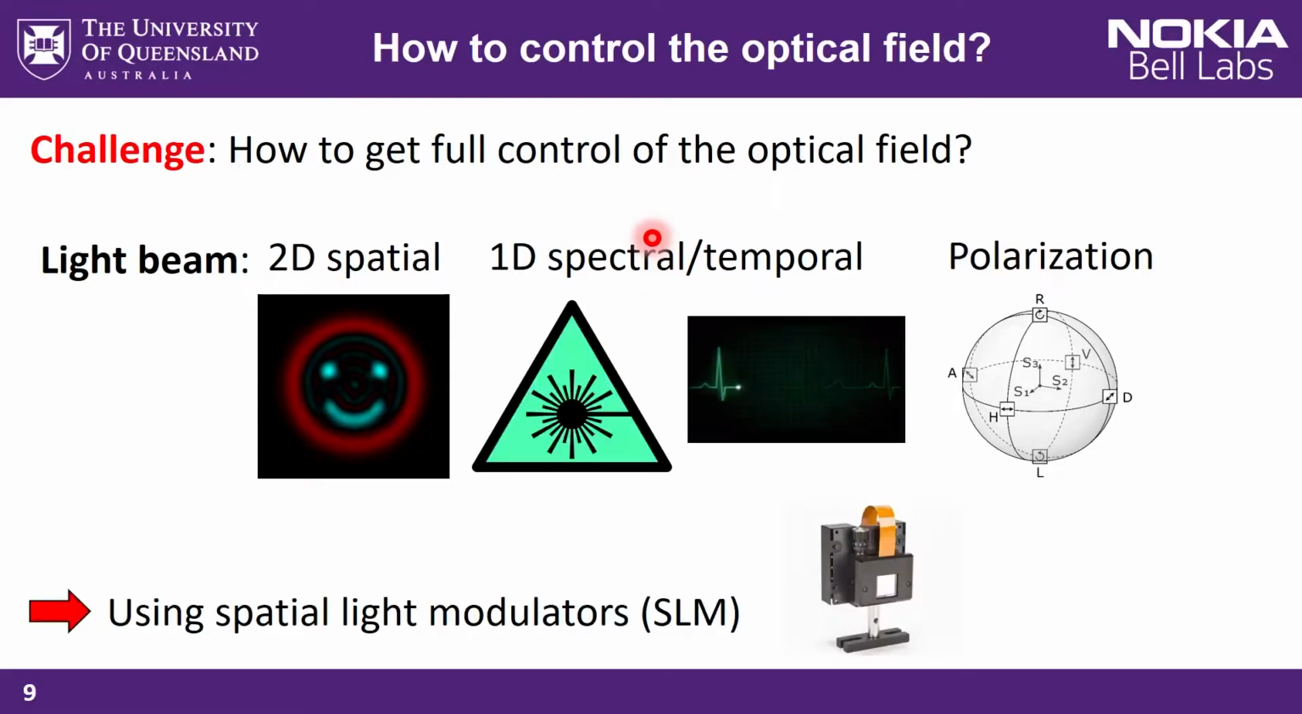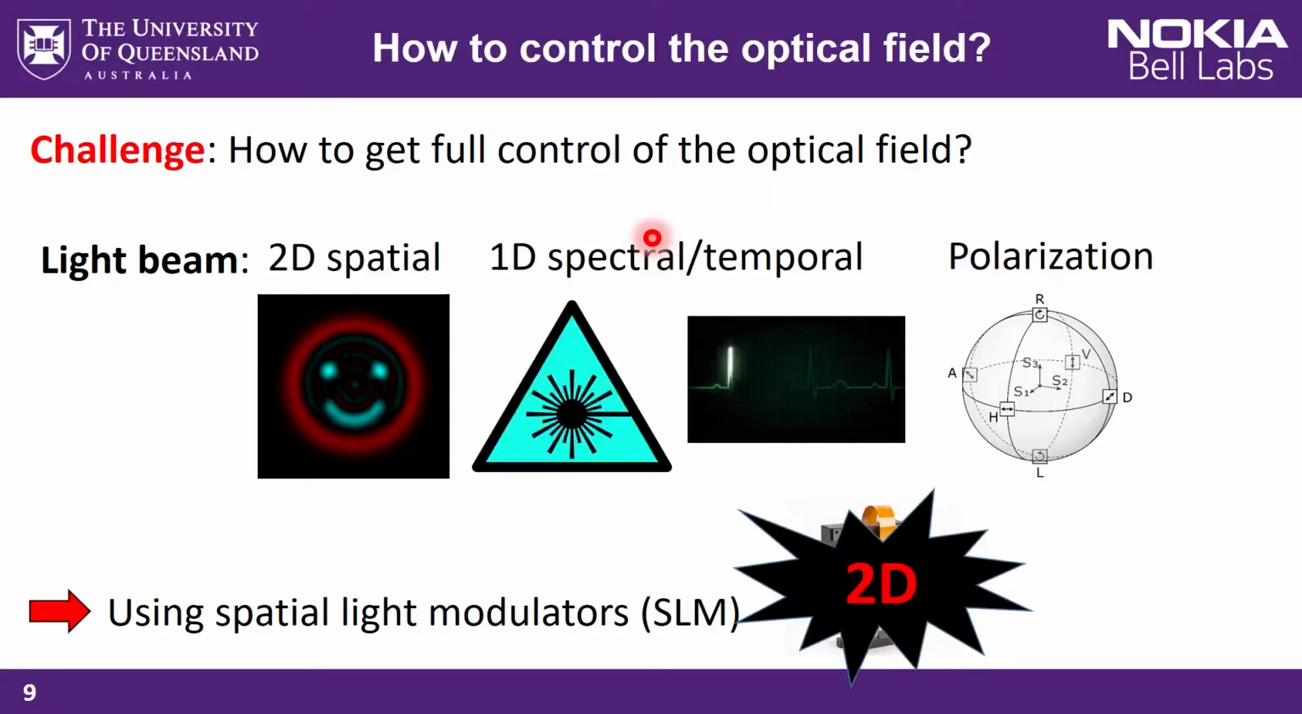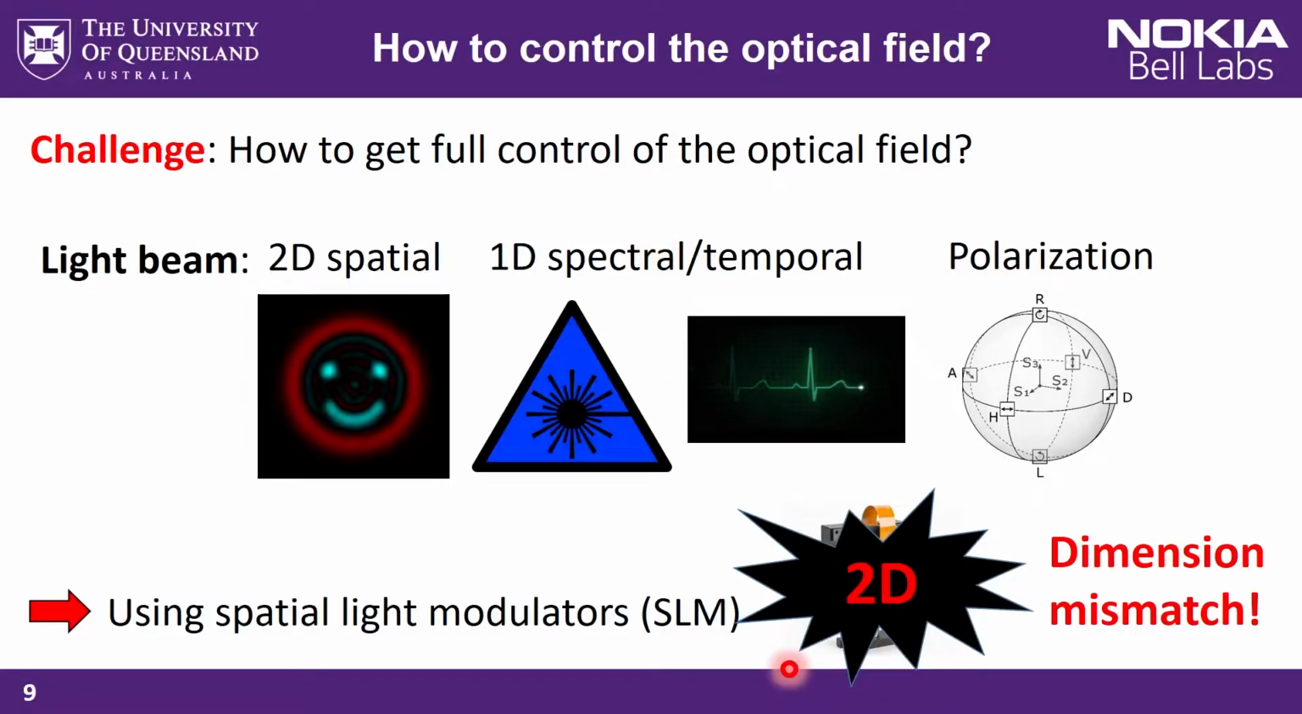We have a spatial light modulator, and this is a 2D display. So how do we control all these degrees of freedom? This dimension mismatch, because we have 2 dimensions to control on the SLM with 3 dimensions to control, is what blocked the advance of controlling all the degrees of freedom simultaneously.